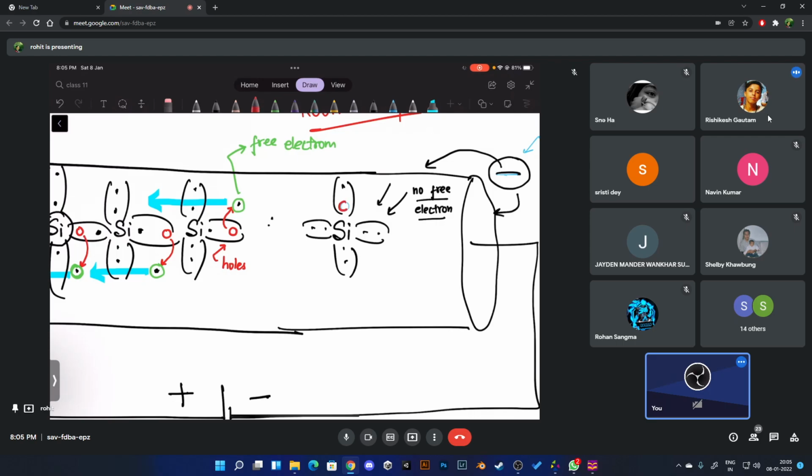What do you get here? Free electrons. No. Here what do you get? Holes. You get a hole. And this electron which has come out from there, you know what it can do? It can go and sit. Okay, this electron can go and sit in this hole.